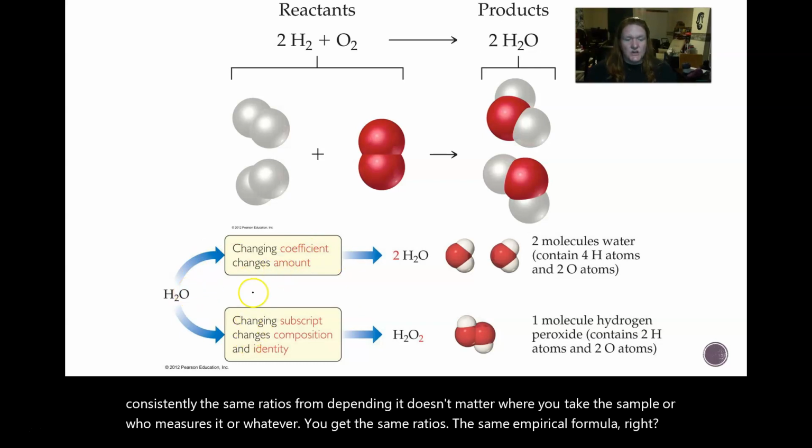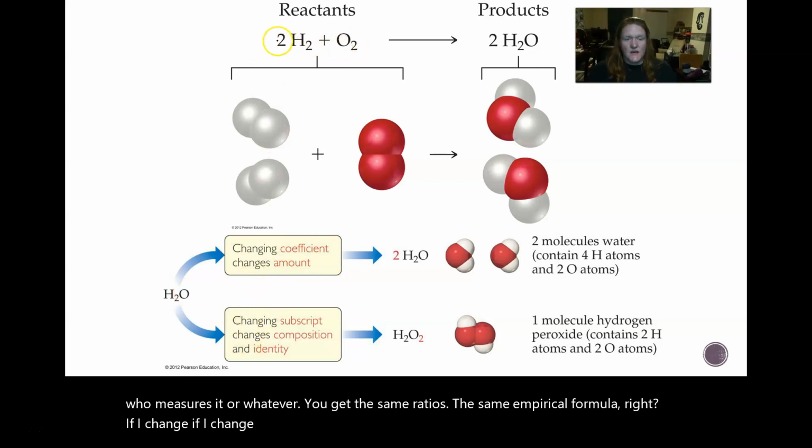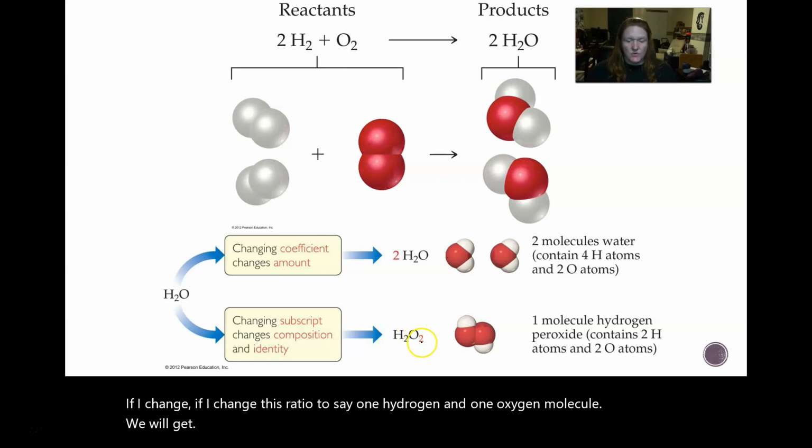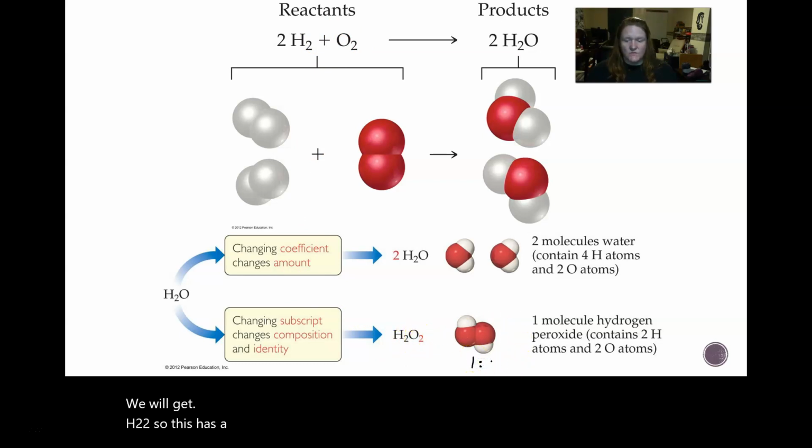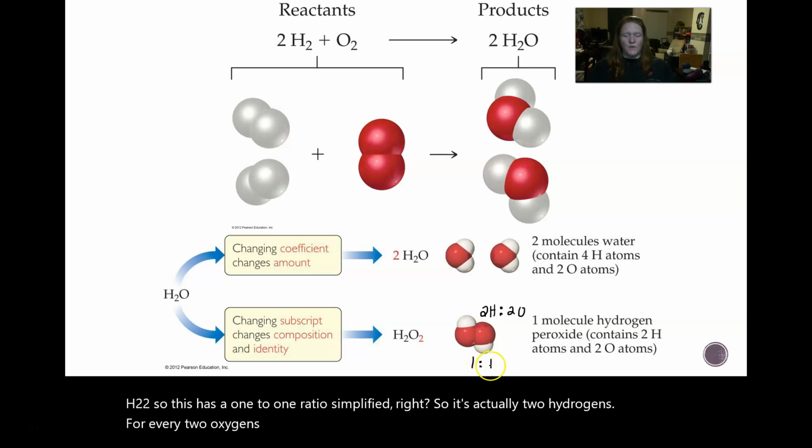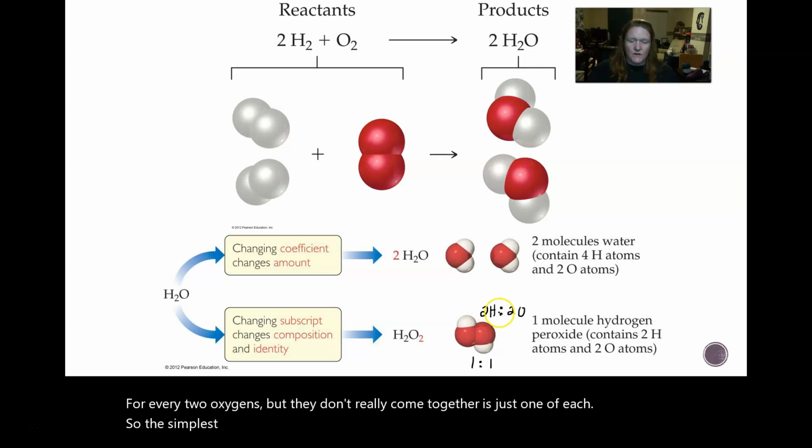If I change this ratio to, say, 1 hydrogen and 1 oxygen molecule, we will get H2O2. So this has a 1-to-1 ratio. It's simplified, right? So it's actually 2 hydrogens for every 2 oxygens, but they don't really come together as just 1 of each. So the simplest thing you can get is actually a chemical formula of H2O2. The empirical formula would be HO. All right, so it's not the same thing.